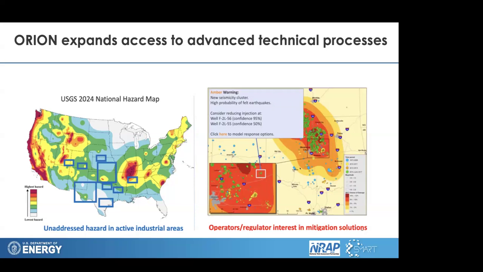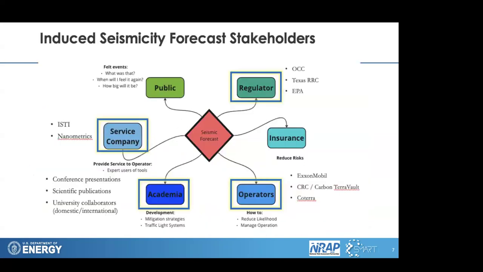So with Orion, we're really trying to take the fundamental physics that underlies things like the National Hazard Map and additional types of induced seismicity forecasting tools and expand them into a toolkit that provides access to these advanced technical processes and delivers it in a user-friendly way.